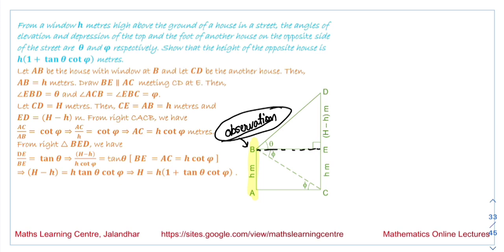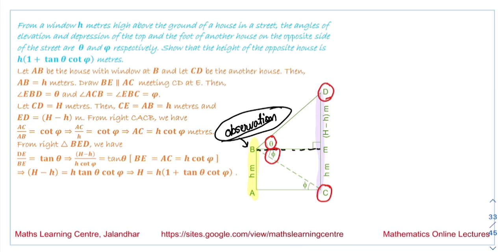We are looking at another building. This is the second building we are talking about, DC. We are looking at the top of this building, and the angle of elevation is theta. We are looking at the foot of this building, and the angle of depression is phi. We are talking about these angles over here.